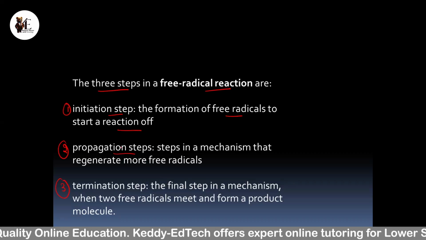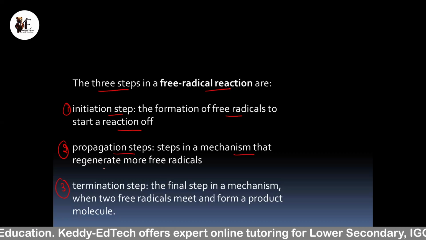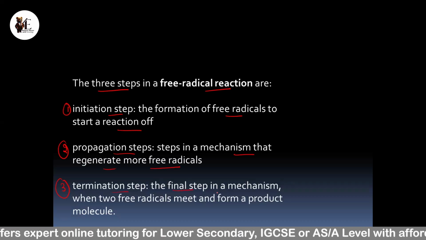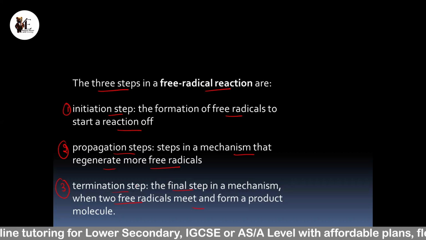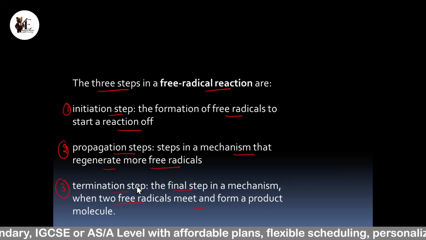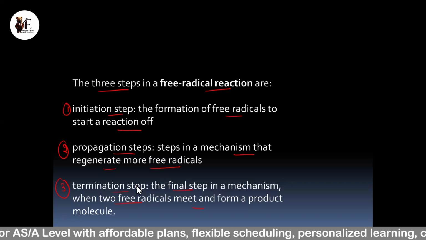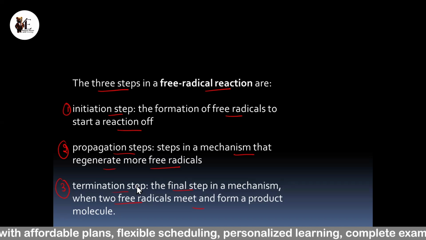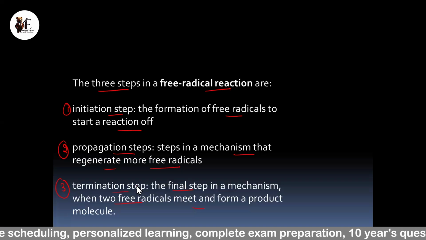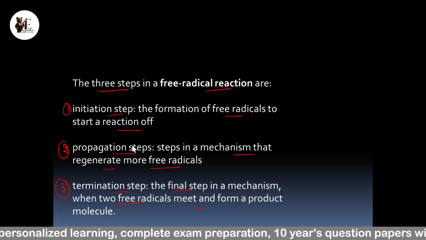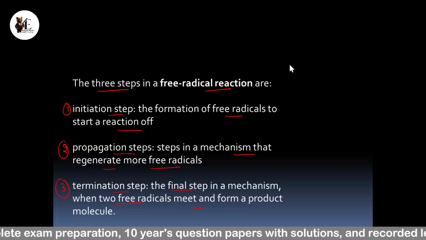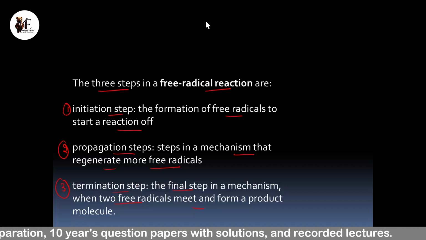And in the propagation step, the reaction proceeds in a mechanism which regenerates more free radicals. And the termination step is the final step. It terminates the reaction when two free radicals meet and form a product molecule. So there are three steps in a free radical reaction. Initiation step, where free radicals are formed. Then the propagation step, where there is a regeneration of more free radicals. And the termination step, which is the final step in a mechanism, when two free radicals meet and form a product molecule. For example, H dot and Cl dot meet and form HCl. So these three steps you have to remember.